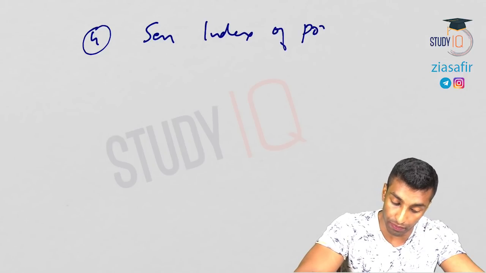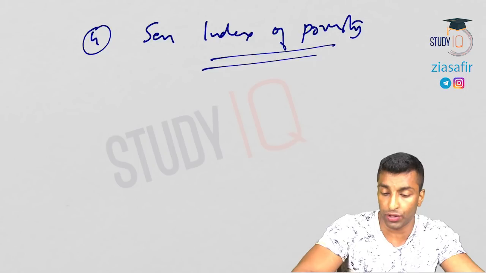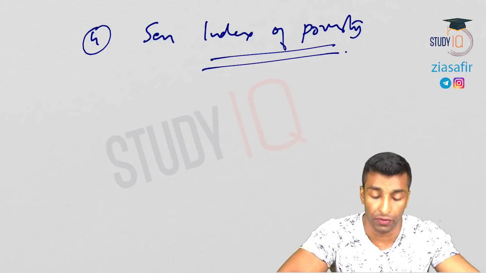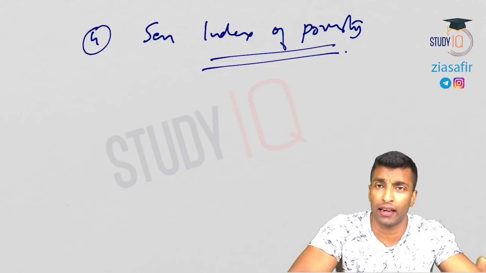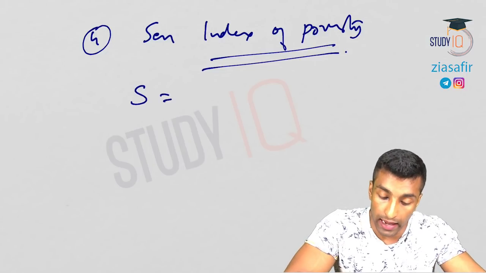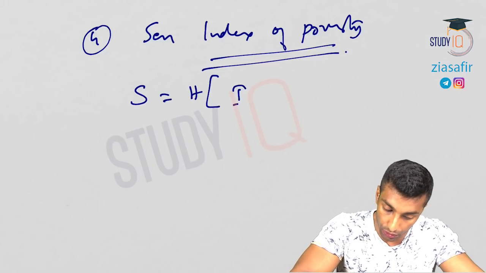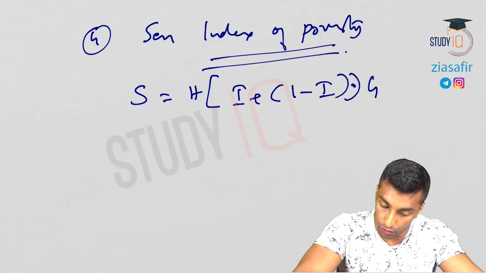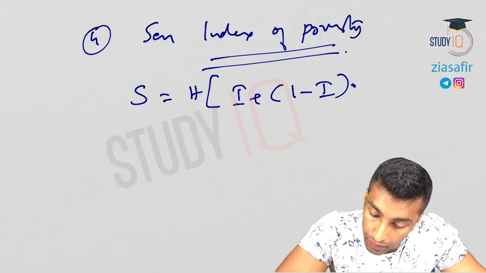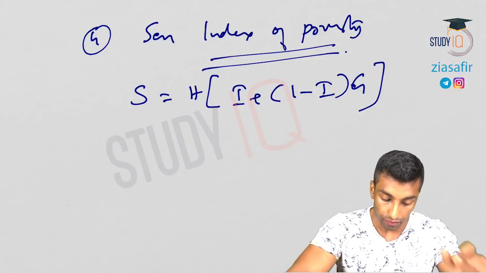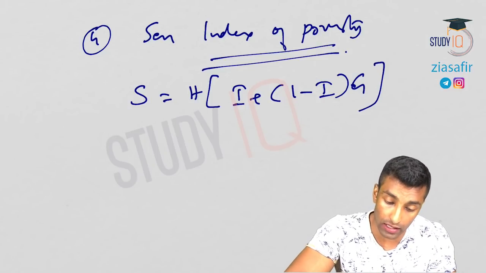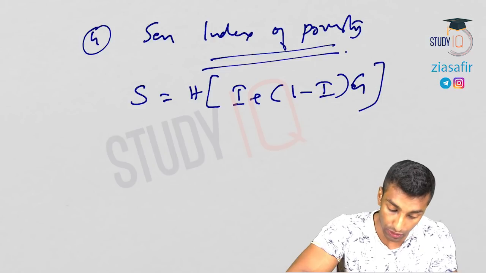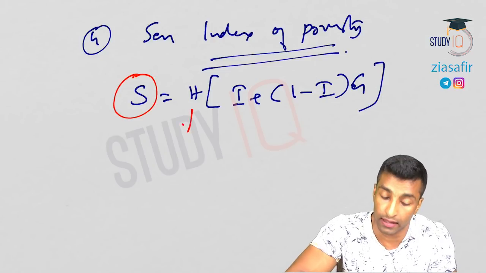Now the fourth one, Sen index of poverty. It is a concept given by Professor Amartya Kumar Sen. I'll directly write it here, we don't want to waste time. S is equal to H into I plus 1 minus I into G. So this is the concept given by Amartya Kumar Sen. This is nothing but the Sen index.